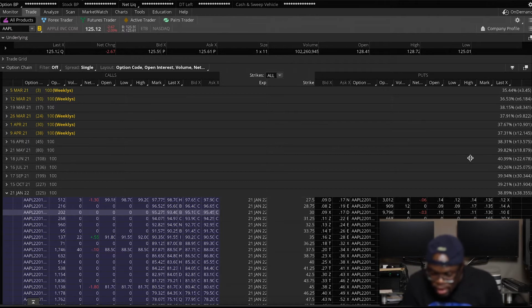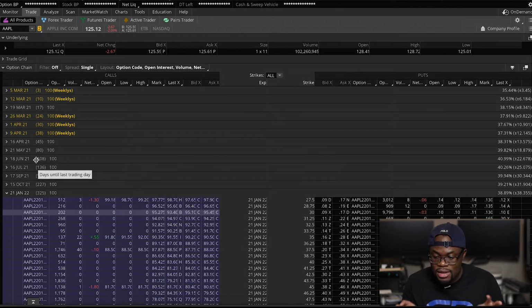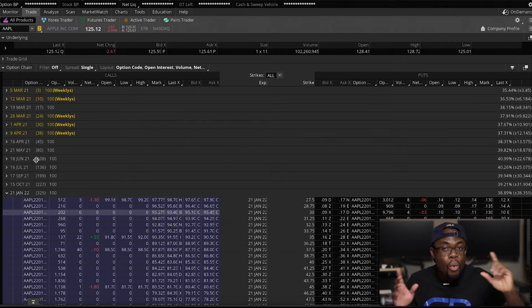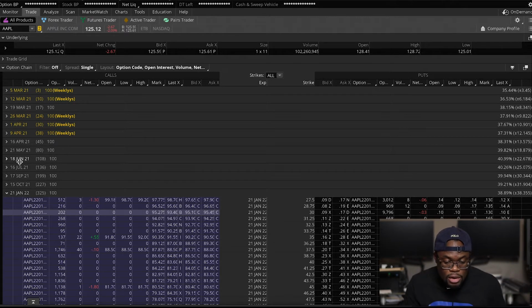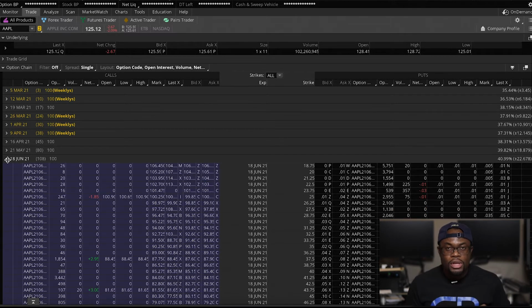If I go all the way here, I realize the expiration date is June 2021. So basically, this is telling me that by June 2021, Apple has the possibility to go plus 22 points or minus 22 points. So I'm going to pick June. This is where I want my expiration date to be. It doesn't mean I have to hold it for that long, but this is where I put my expiration date. First of all, I open this option chain.